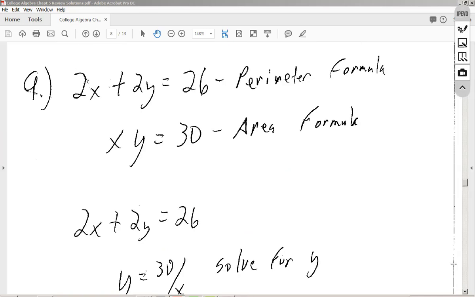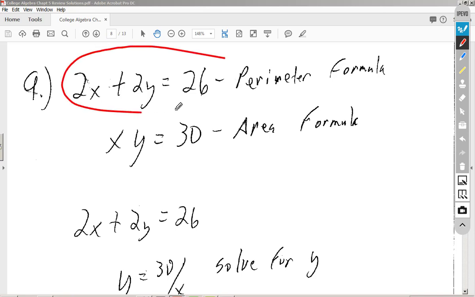Okay, on problem number 9, it says the perimeter of the rectangle is 26 inches and its area is 30 square inches. What are its dimensions? So the first thing we're going to do is use our perimeter formula. Remember the perimeter of a rectangle is 2x plus 2y, and that's going to equal 26. And the area formula is length times width, so that is x times y equals 30. So there's our two equations. 2x plus 2y equals 26, and x times y equals 30.